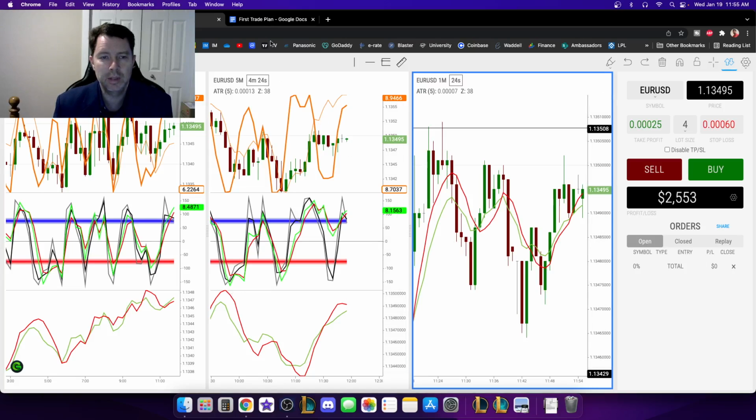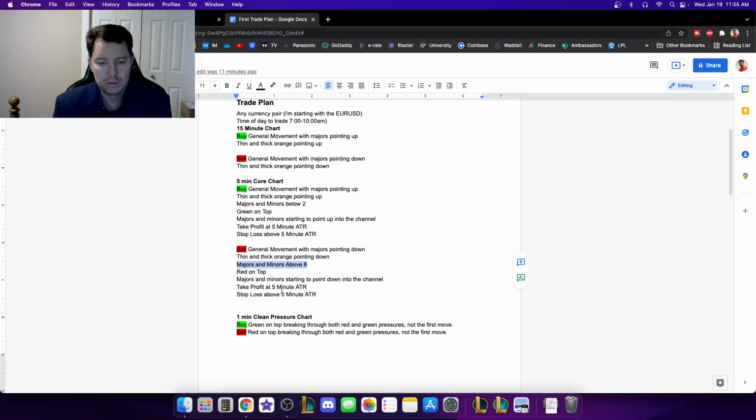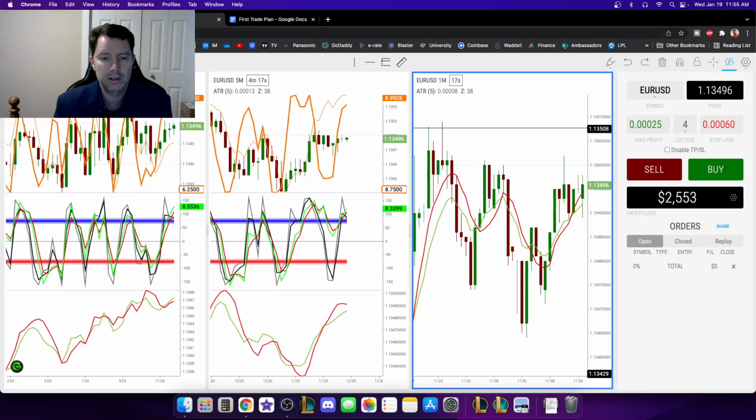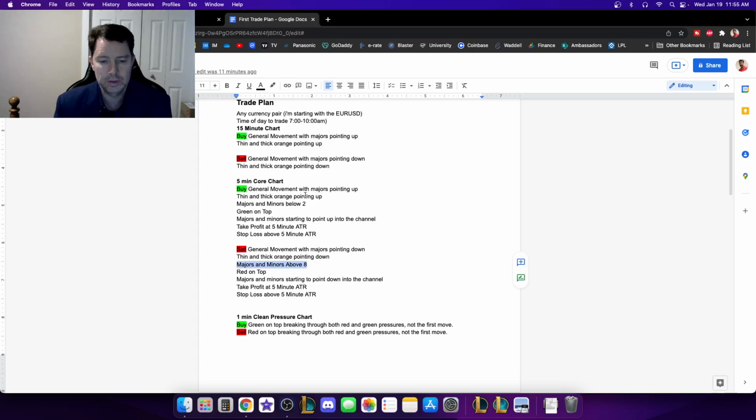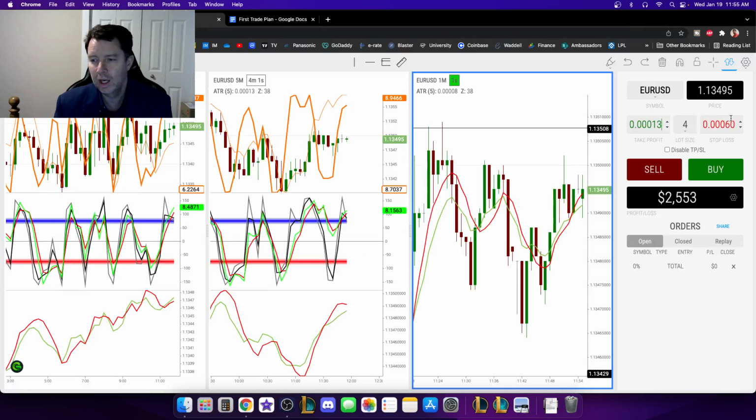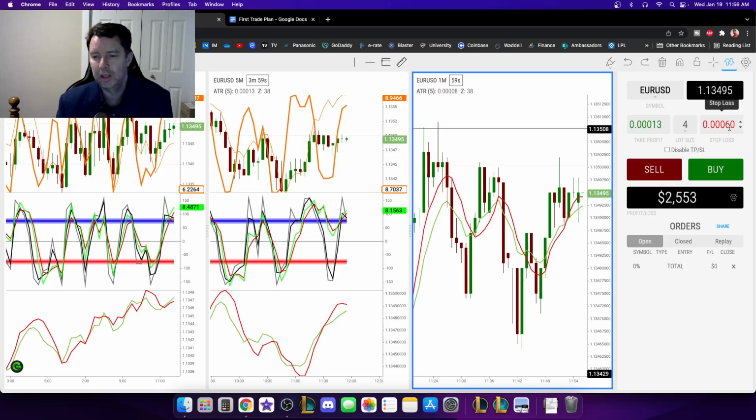The other thing is my ATR. Let's see, take profit at 5-minute ATR. So let's go back here to the 5-minute. The ATR is 13. So let's change my take profit to 13. And then let's see what it says about stop loss above the 5-minute ATR. I'm just going to go ahead and leave my stop loss at 60. I think I'm okay there.